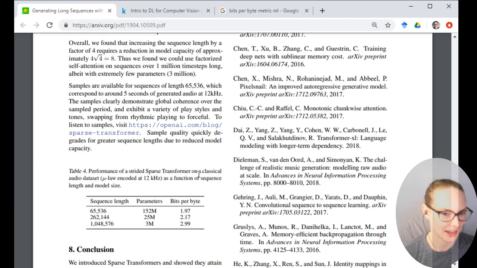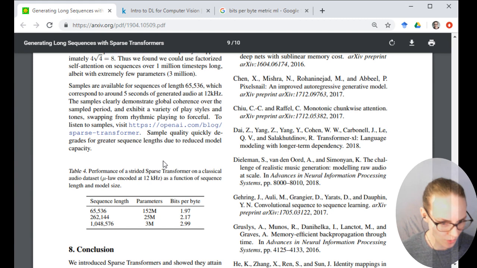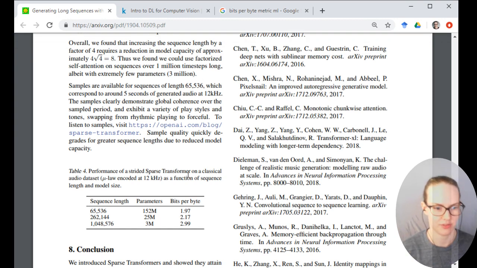All right. They exhibit a variety of play styles and tones, swapping from rhythmic playing to forceful. For some samples, go to our blog. Sample quality quickly degrades for greater sequence length due to reduced model capacity. That makes sense. And these are, if you haven't listened to them, piano music. So it's just a solo piano. Table 4, performance of strided sparse transformer. So again, they use the striding and not the fixed width.